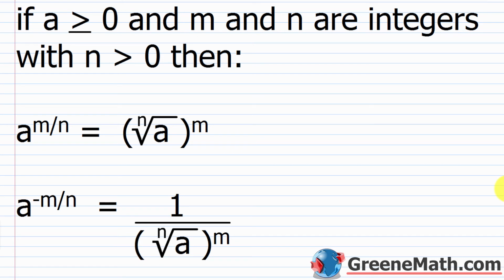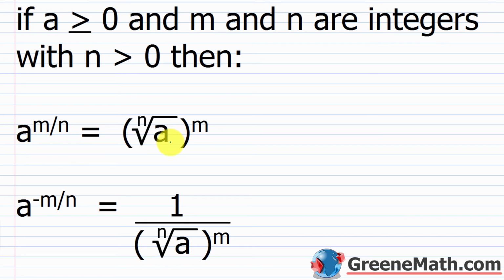So if a is greater than or equal to 0, so again, if a is non-negative, and m and n are integers with n greater than 0, okay, so n is greater than 0 because we want it to be positive, then we have this scenario. A raised to the power of m over n is equal to the nth root of a, and this is raised to the power of m. This is what we just did. Don't let these letters confuse you.